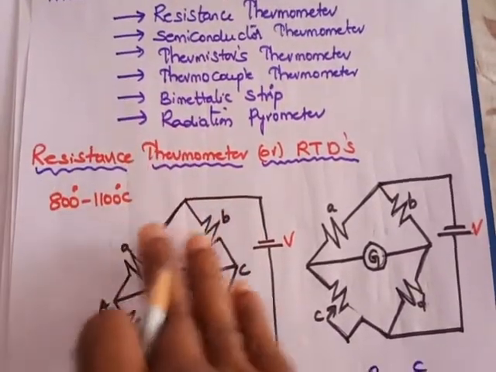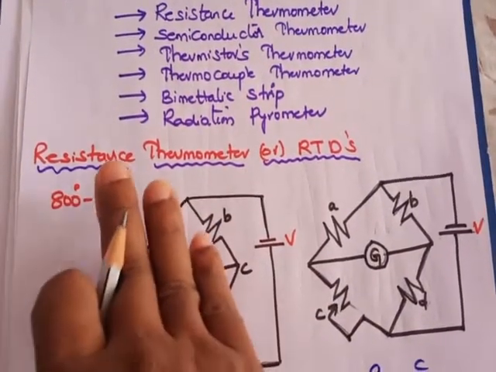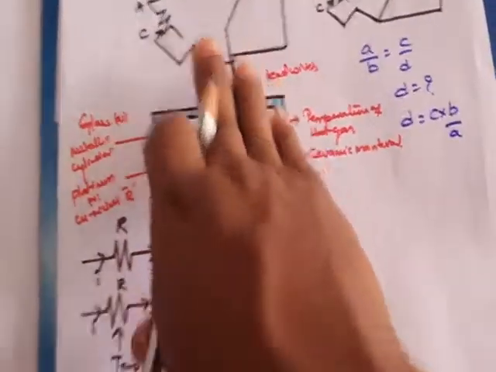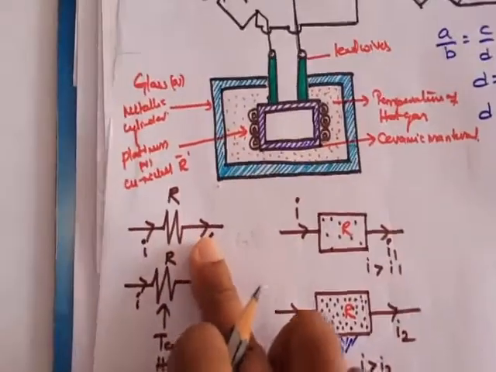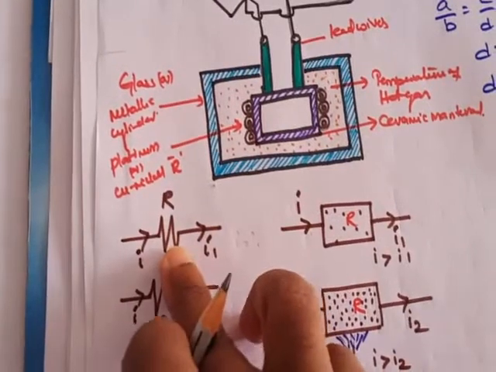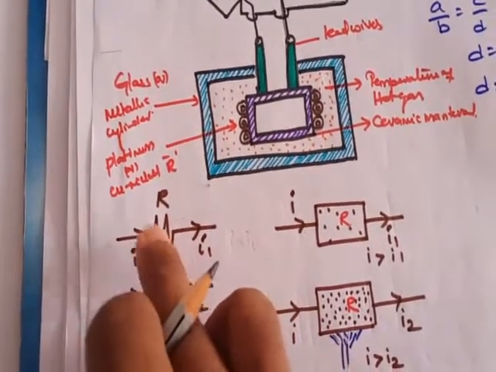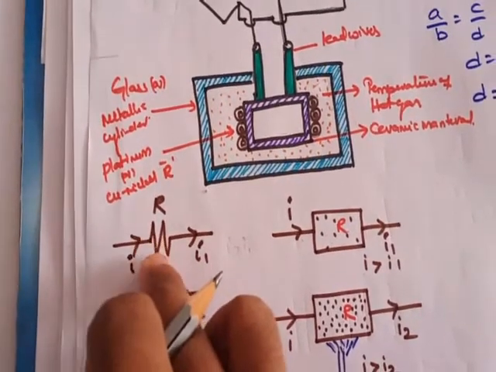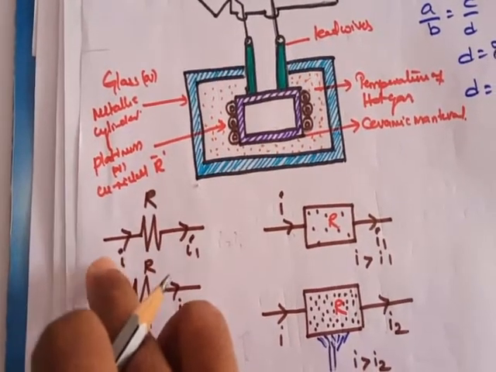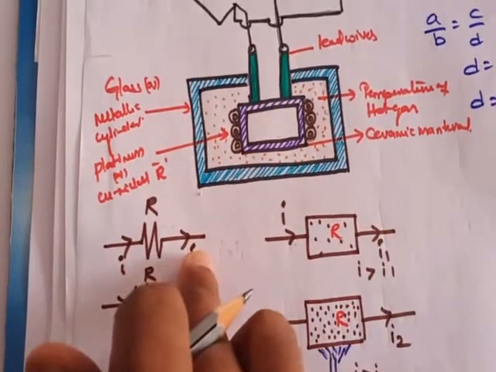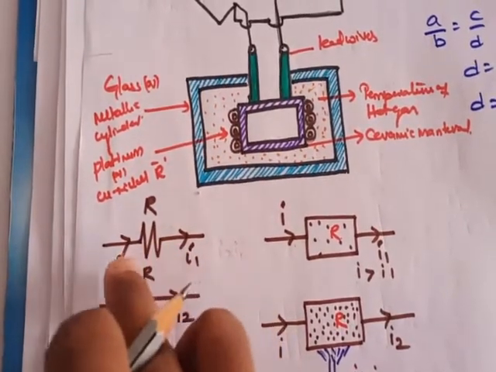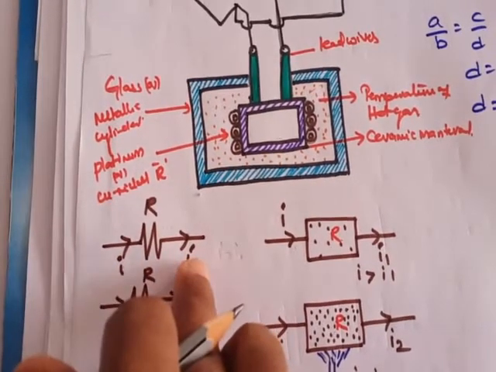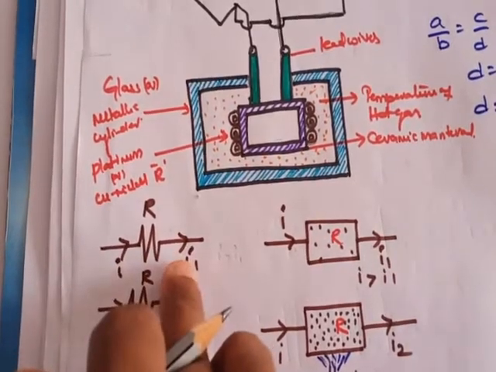In order to better understand the resistance thermometer, first we'll see what resistance is. This is a representation of a resistor element. What is the property of a resistor or resistance? It opposes the flow of current, or restricts the flow of current. Suppose we are sending some current I and we are receiving some receiving end current I1. Always the sending end current will be greater than the receiving end current. I is always greater than I1.